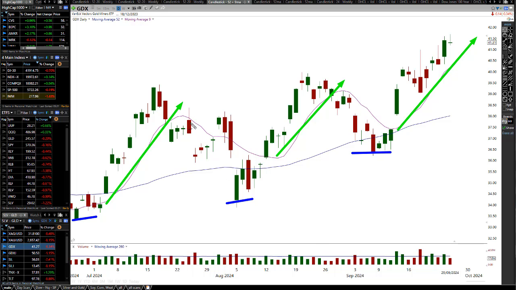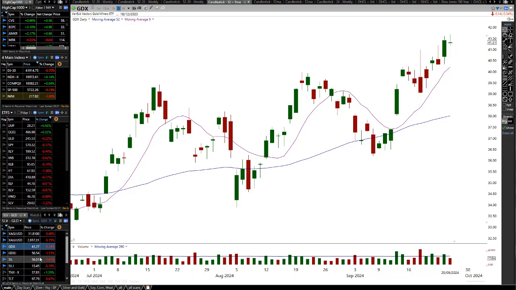So as you can see, it's not until we start to get below the moving average that the move starts to end. If we do start to get below the moving average, the move has come to an end, but right now the move is still very strong on the upside from there.